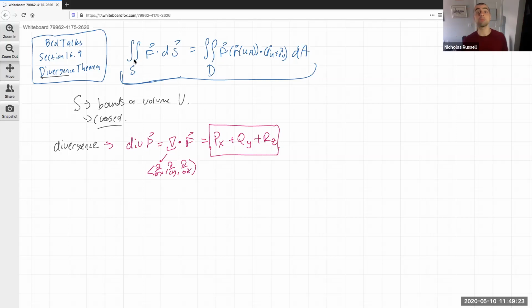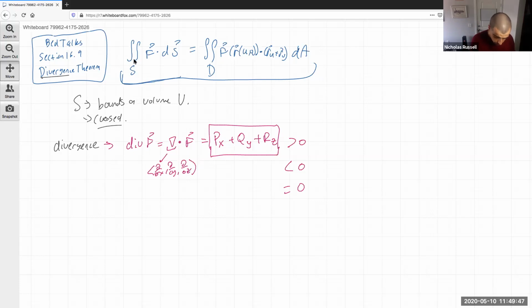And what does this tell us? A couple of really interesting things. What is the name divergence really saying? Well, how divergent is the vector field? What do we mean by that? There's three possibilities. It could be positive, it could be negative, or it can be zero.